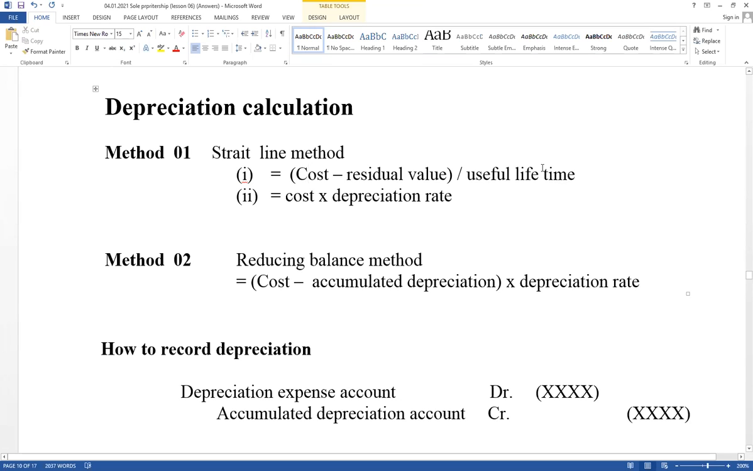5 years. Or sometimes it has given cost value and depreciation rate, 10%, 20% like that. If it has given information like that, you have to calculate like this. If it has given cost value and depreciation rate, you have to apply this equation to calculate depreciation on straight line basis.